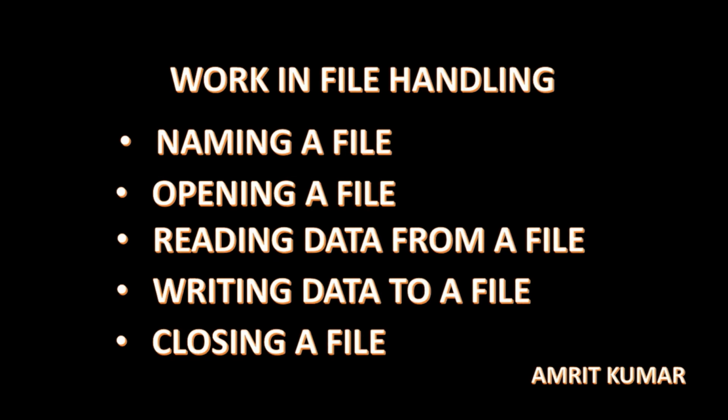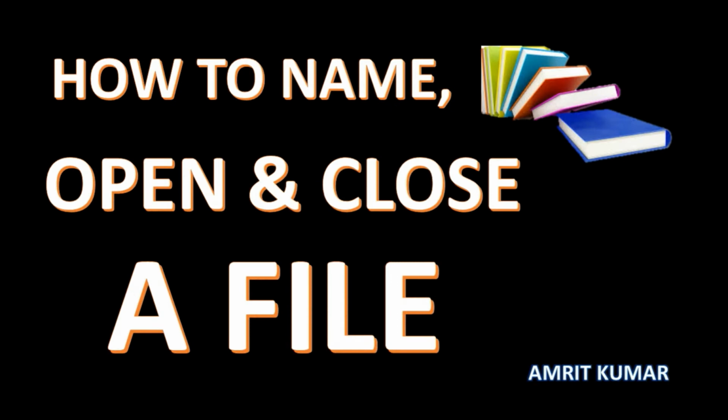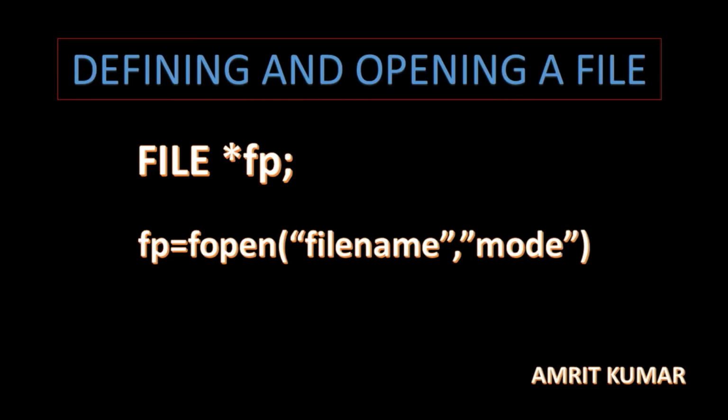Here the work we need to do in file handling is naming a file, opening a file, reading data from the file, writing data to a file and closing a file. This is the work that is needed in file handling. We are just going to define the name of a file, open a file, read data from the file, write data to the file and close a file in this video. Okay, so how to name, open and close a file. Let's look at it. Here we are defining and opening a file.